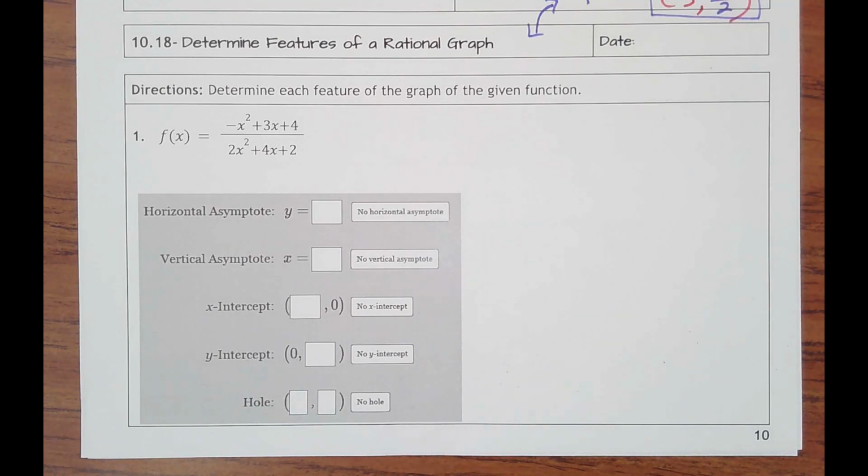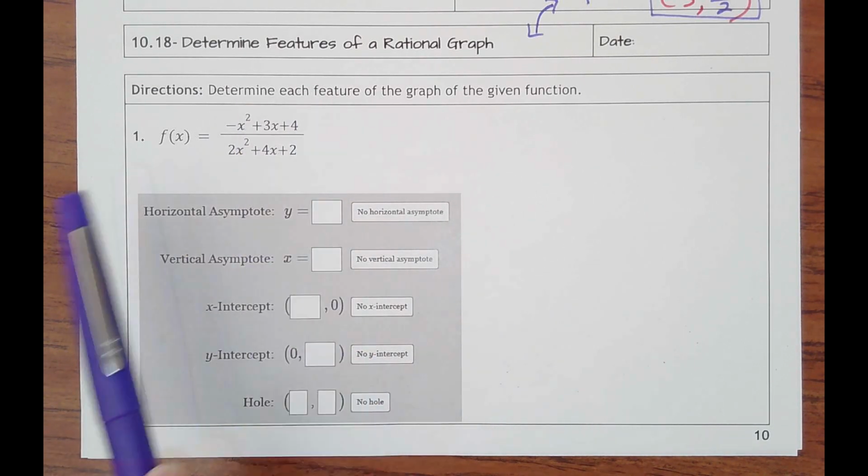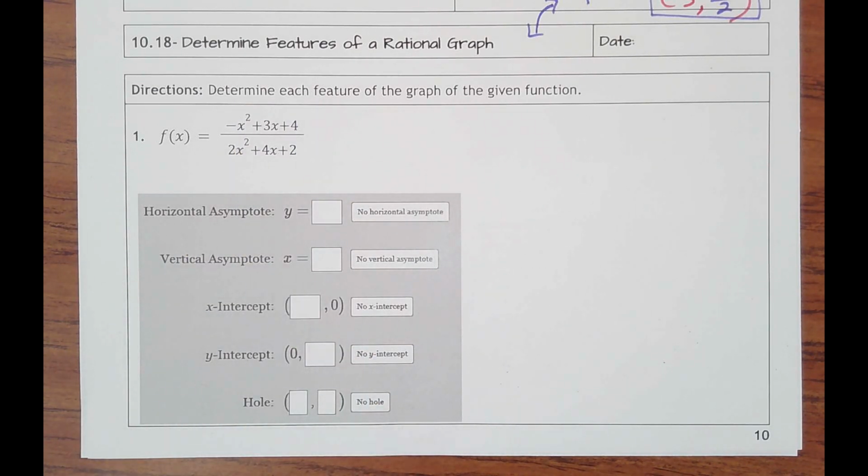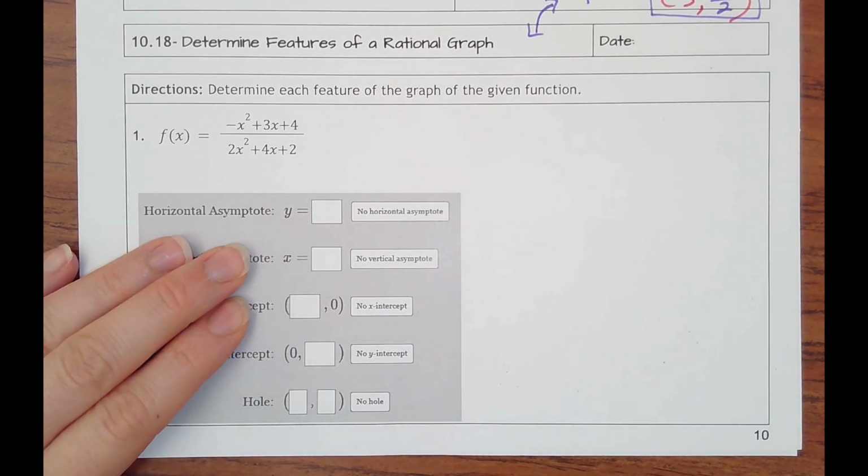Lesson 10.18 is now putting all the pieces together. We're going to determine the features of a rational graph. So we're not actually graphing, but we're going to go through and figure out how to find all of these things in the same problem. And so the first thing I like to do is find the horizontal asymptote.